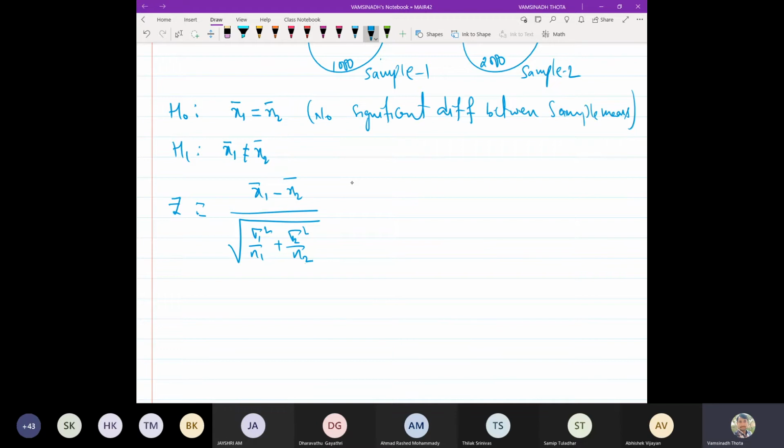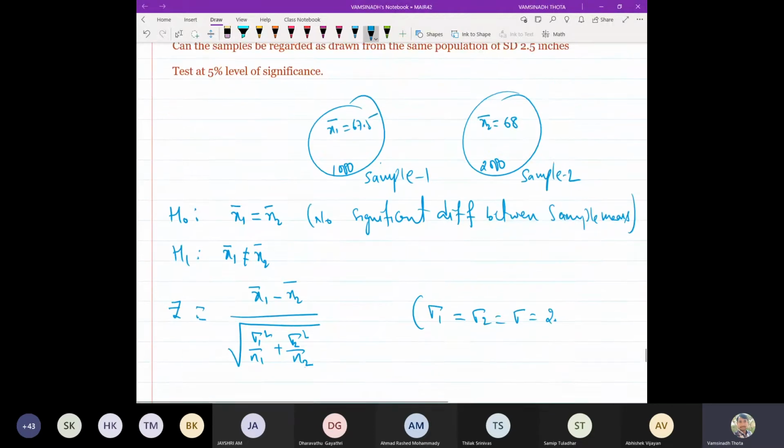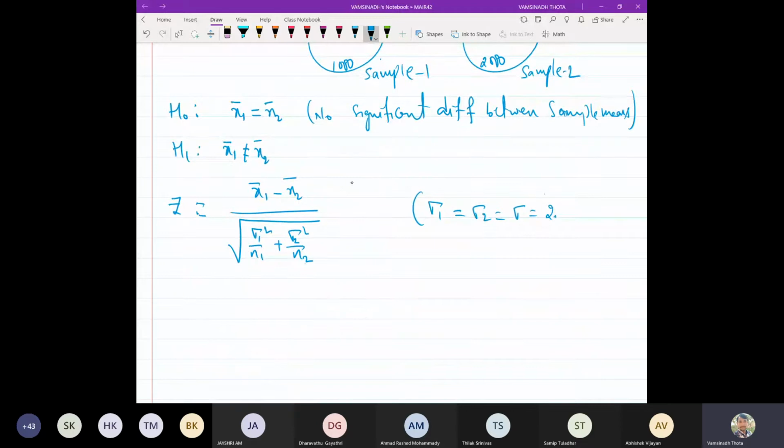Now here in this problem, you observe that sigma 1 is equal to sigma 2 is equal to sigma, which is equal to 2.5. It is already given to us. And what the central limit theorem says is that for large samples, it follows the standard normal distribution.